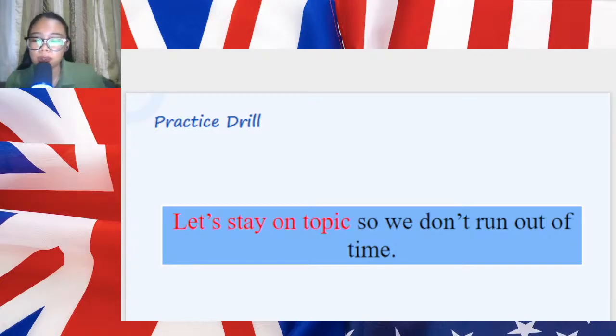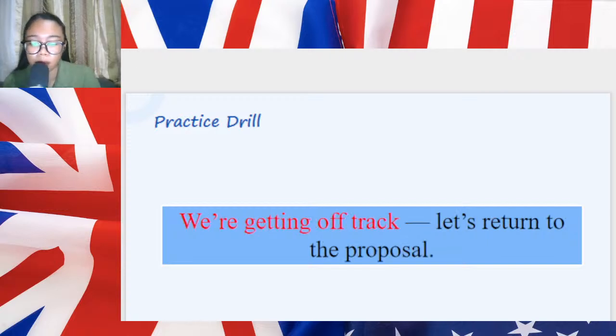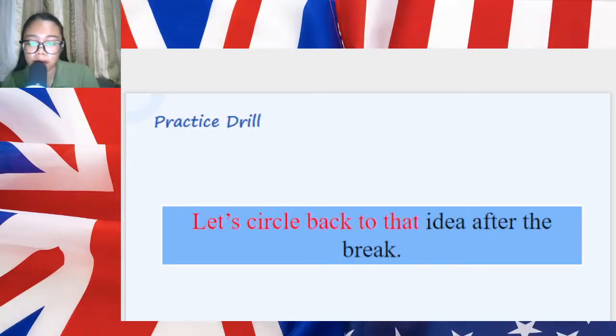Starting with the first one. Let's stay on topic so we don't run out of time. Again, let's stay on topic so we don't run out of time. Next, we're getting off track. Let's return to the proposal. We're getting off track. Let's return to the proposal. Let's circle back to that idea after the break. Let's circle back to that idea after the break.